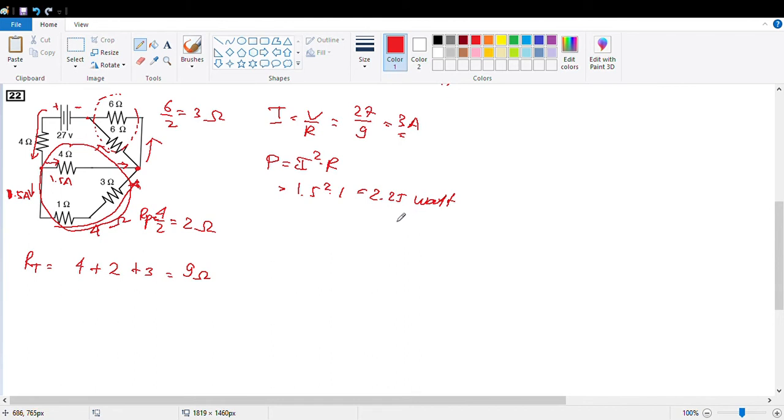Next, calculate the voltage in the 3 ohm resistor here, right? The V. If you have already got the I, then the V will be very easy. V is I times R, right? The I in the 1 ohm will be the same as the I in the 3 ohm. So 1.5 square times, sorry, not square, I times R, right? Times 3. Then you get 4.5 volt.